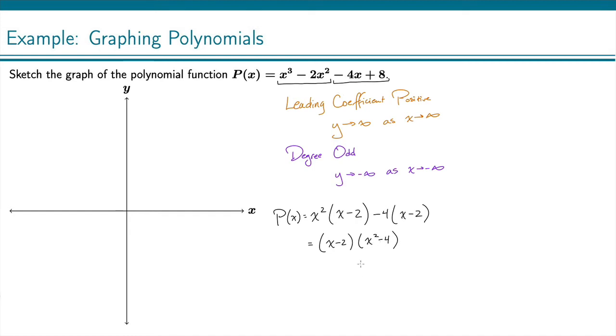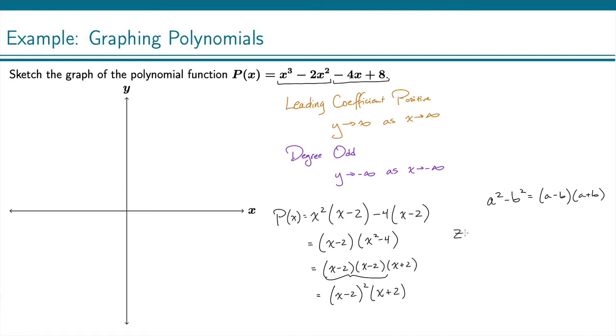This x squared minus 4, that's a difference of squares. So that factors as well. A difference of squares is a squared minus b squared, and that factors as a minus b times a plus b. So here a is x and b is 2. And so we get x minus 2 times x plus 2. And of course, these are the same factors, so we can combine those and write that as x minus 2 squared, and then times the x plus 2.